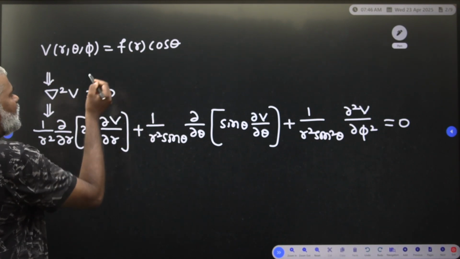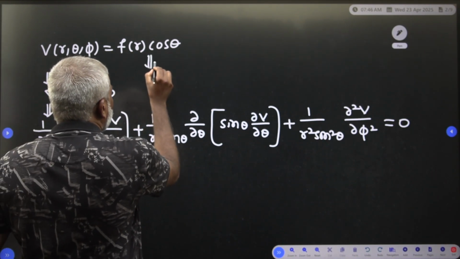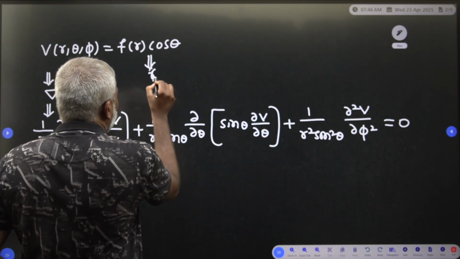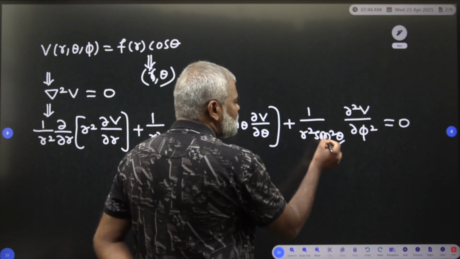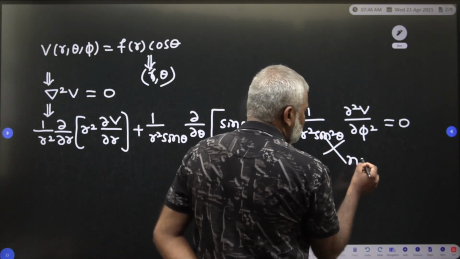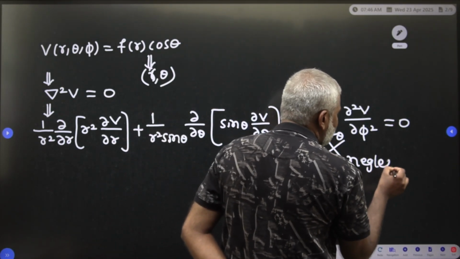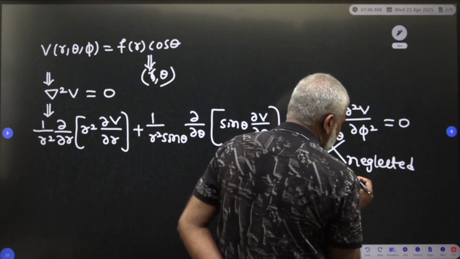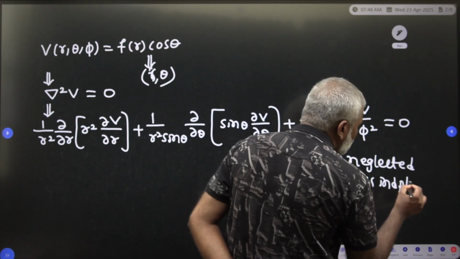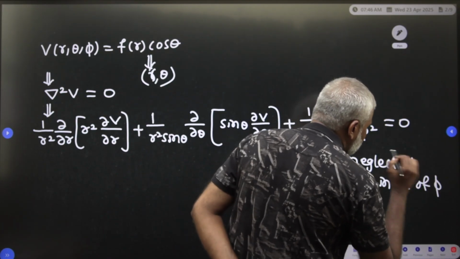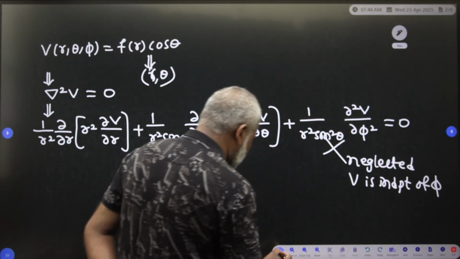But you know it is a function of only r and theta. That is why the last term we are neglecting, because V is independent of phi. That is why we are neglecting it.